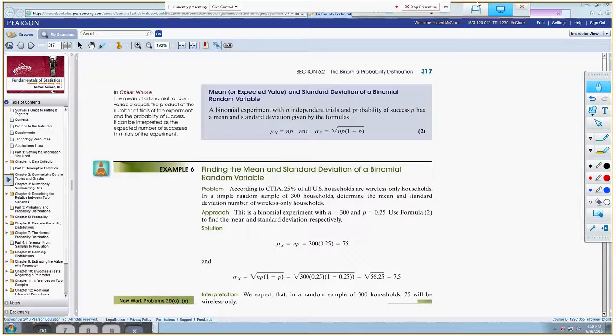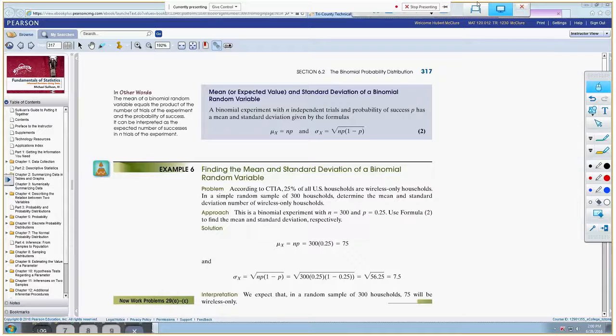Now look at that example. According to the survey, 25% of all households. What is the mean of 300 households? The mean is 75. You take 300 and multiply it by 0.25.